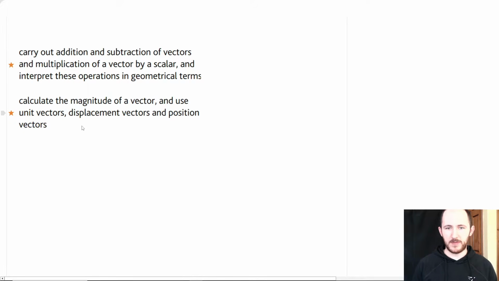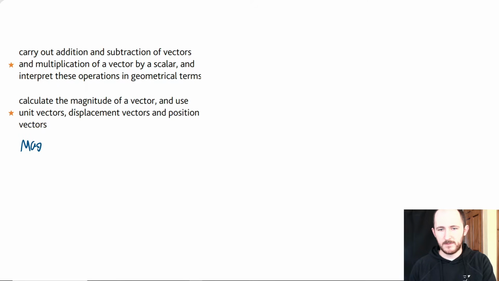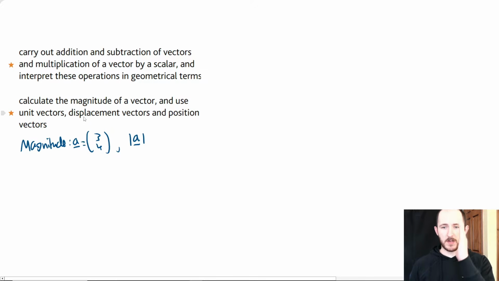I'm going to start with the magnitude of a vector, and I'll show you the geometrical terms and addition at the end. The magnitude of a vector is signified by, for example, if you have a vector 3, 4, and we call that a, the magnitude means you put two parallel vertical bars next to it. And that symbolizes the magnitude.